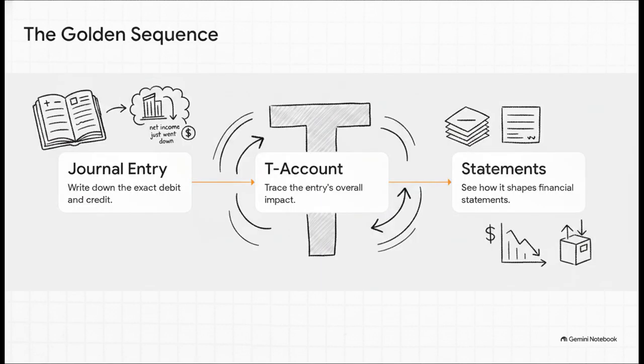And while you're grinding through that schedule, never forget the golden sequence. Never look at a journal entry in a vacuum. When you write down a debit and a credit, visualize it. Trace it all the way through the T account. Ask yourself, okay, did assets just go up? Did net income just drop? Understanding how a single entry shifts the final financial statements is exactly what separates a passing score from a failing one.